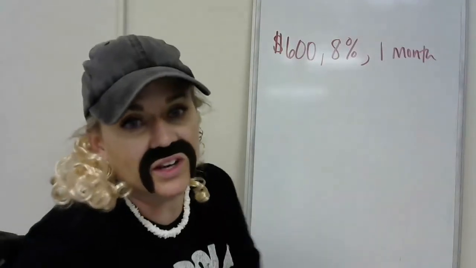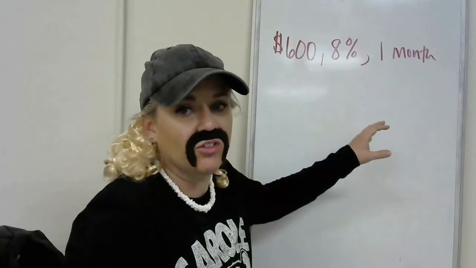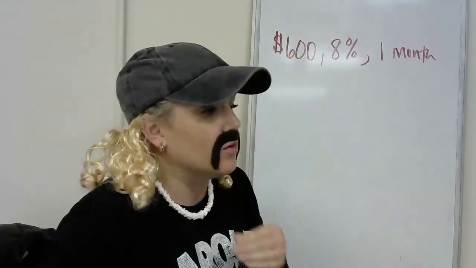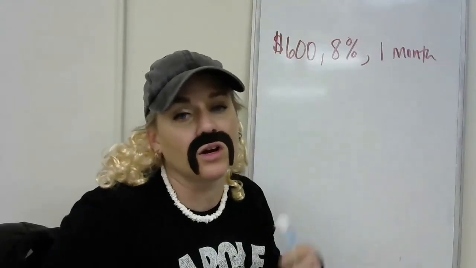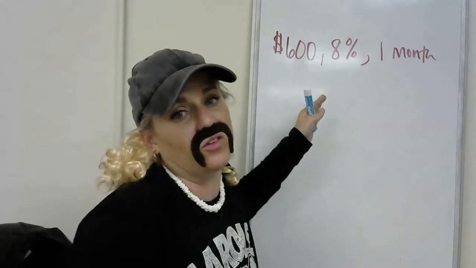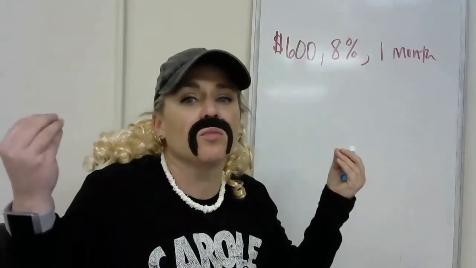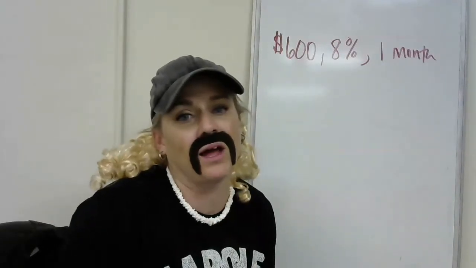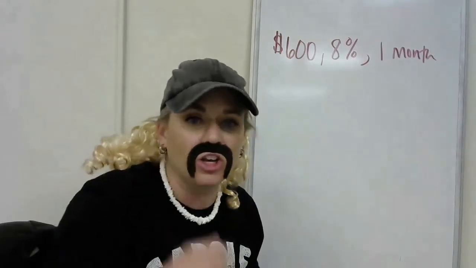Okay, this is going to be a little bit different. So now we've got $600 at 8% interest for 1 month. We're going to have to do this a little differently. We're going to multiply the $600 by the 8%. We have to figure out what 8% of $600 is, and then we're going to divide it by 12, because how many months are in a year? 1 year is 12 months.